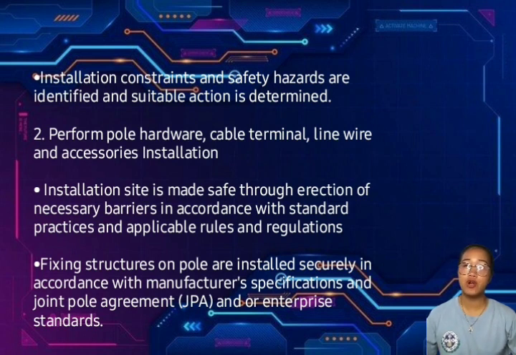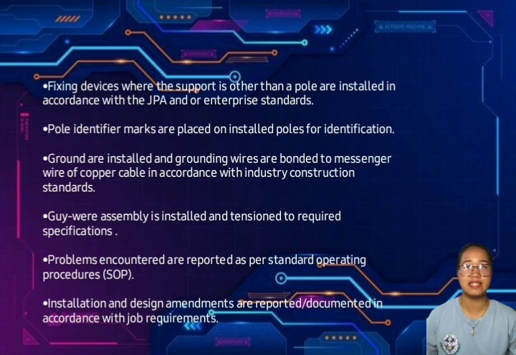Number 2. Perform pole hardware, cable terminal, line wire, and accessories installation. Installation site is made safe through erection of necessary barriers in accordance with standard practices and applicable rules and regulations. Fixing structures on pole are installed securely in accordance with manufacturer's specifications and joint pole agreement and/or enterprise standards, or JPA. Fixing devices where the support is other than a pole are installed in accordance with the JPA and/or enterprise standards. Pole identifier marks are placed on installed poles for identification.